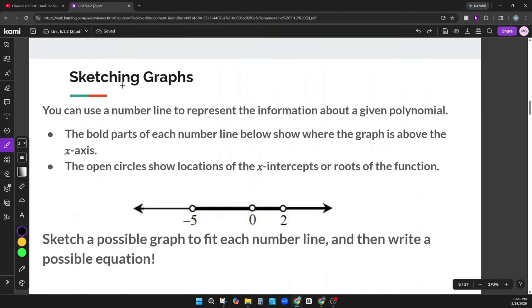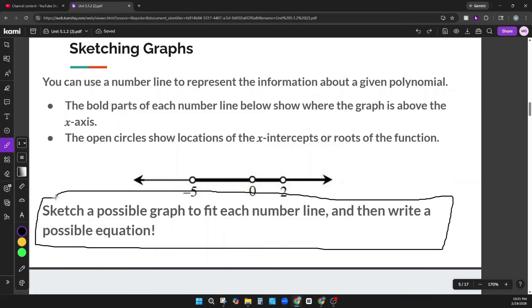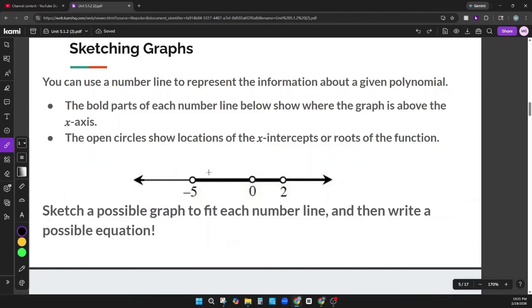As we go on to our next slide, we have the same information here. It says the bold parts of each number line below show where the graph is above the x-axis, and it circles the locations of the intercepts. And then it tells us to sketch a possible graph to fit each number line, then write a possible equation. It says each number line, we only have one number line. So for right now, we're just going to worry about this one right here. So take a moment, go ahead and pause the video, and see if you could sketch either on the whiteboard or on your notes a possible graph to fit this particular number line. And then we'll see about writing an equation. We'll maybe get to that part.